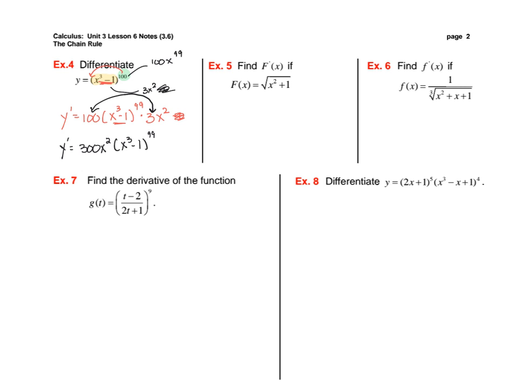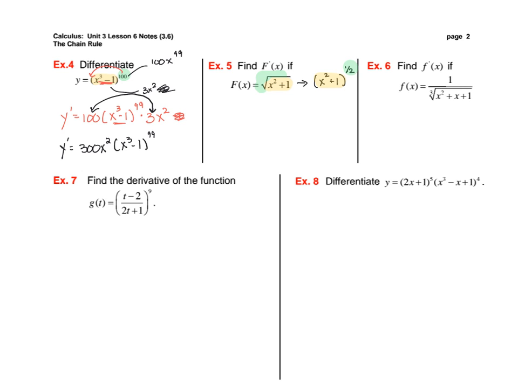All right, let's try it again. Looking at example 5. Again, my outside function, the part on the most outside, is the root, and then on the inside I have the x squared plus 1. When we do this, I think that it would be nice to see this as a power. So we should think of this as x squared plus 1 to the 1/2 power. And again, my outside function is the 1/2, and my inside function is the x squared plus 1.